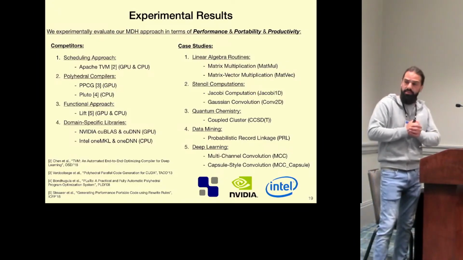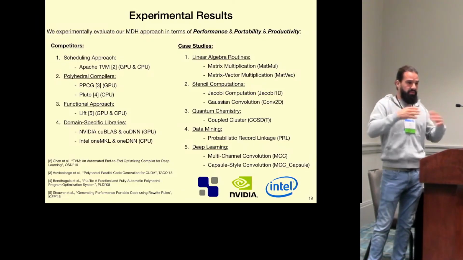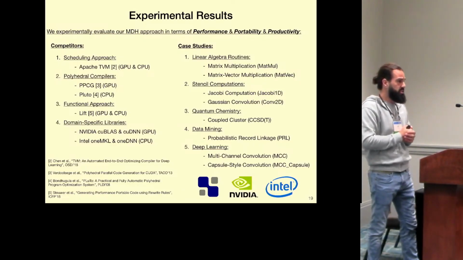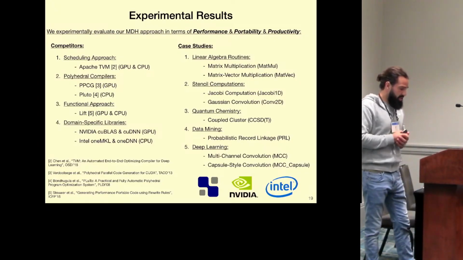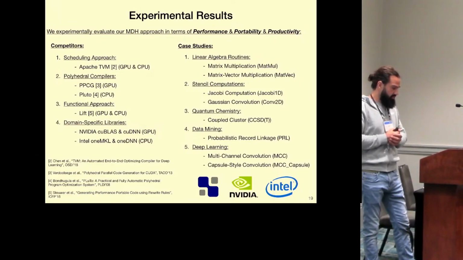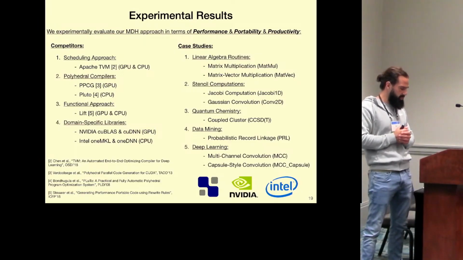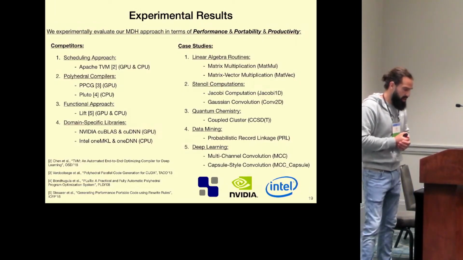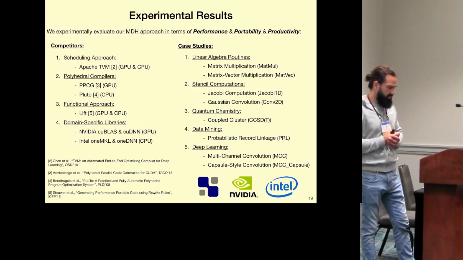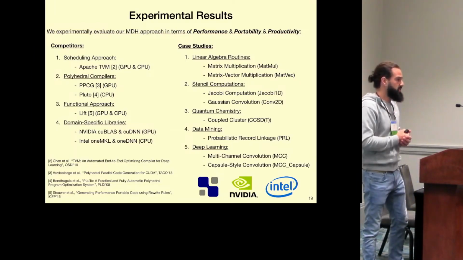And we also compared to domain-specific libraries, which are actually currently beyond the scope of our work because they work at the assembly level, so they also incorporate assembly-level optimizations, while we are currently operating at the higher CUDA or OpenCL abstraction level. Then we also tried to pick five very different and challenging case studies for us. We have linear algebra routines, matrix multiplication and matrix vector multiplication. We have two different kinds of stencil computation, Jacobi, which is a 1D stencil example, and Gaussian convolution, a 2D example. We have an example from quantum chemistry, a data mining example, and also a deep learning case study because most of our competitors are highly optimized, especially for deep learning.